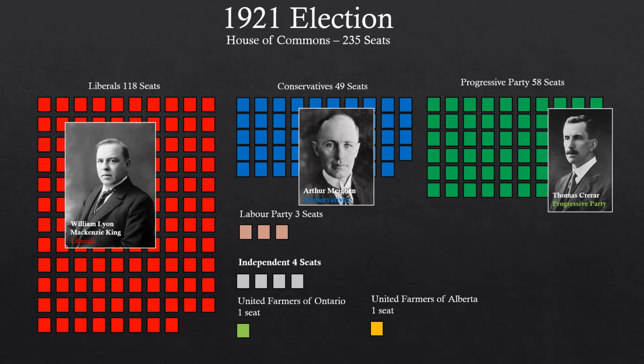So after the election, we could say we are now in a majority government situation. And Arthur Meighen, who was the prime minister, now has to pass that prime ministership to William Lyon Mackenzie King, because his party has the most number of seats, and thus we are in a majority government situation. So that means that William Lyon Mackenzie King could govern uninterrupted for the next 4 years.